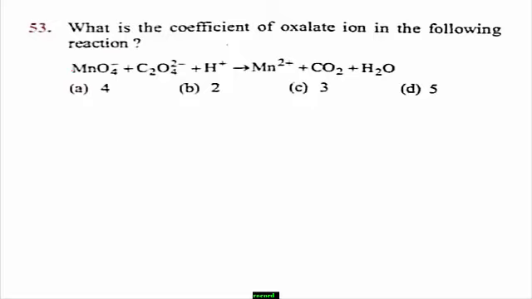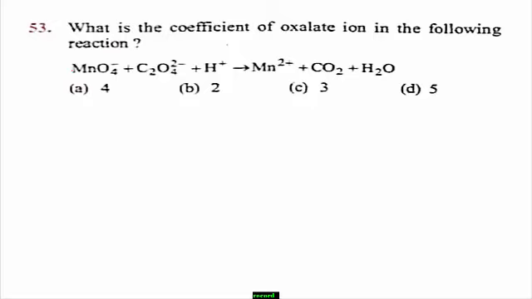What is the coefficient of oxalate ion in the following reaction? The reaction is given, but coefficients are not mentioned here. It means it is necessary to write the balanced equation once again. The given question is MnO4 minus plus C2O4 2 minus plus H plus gives Mn2 plus CO2 plus H2O.